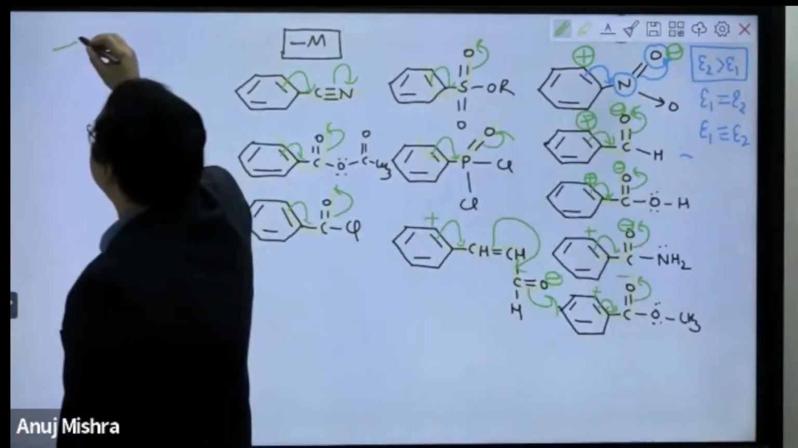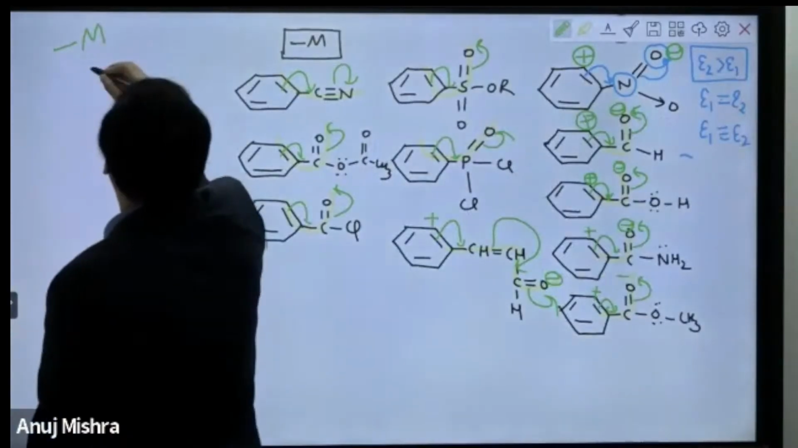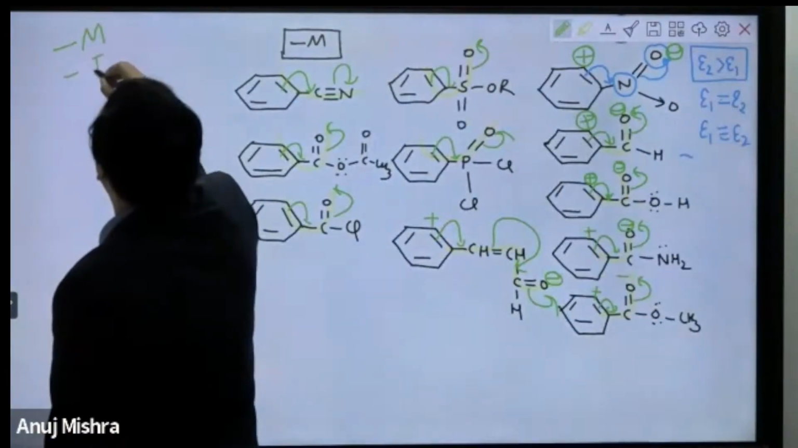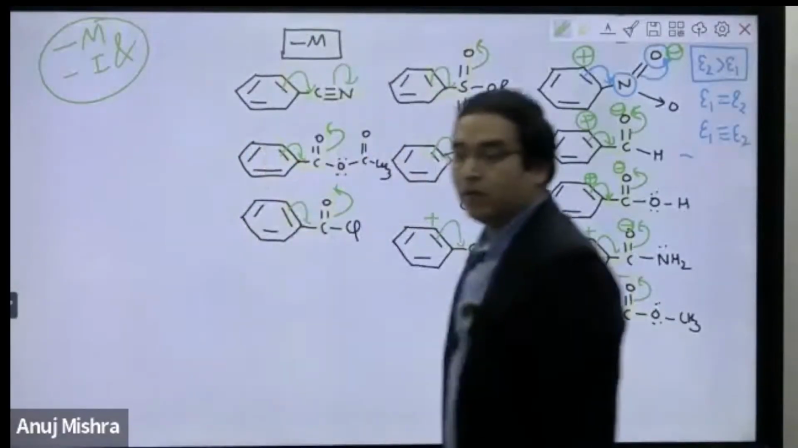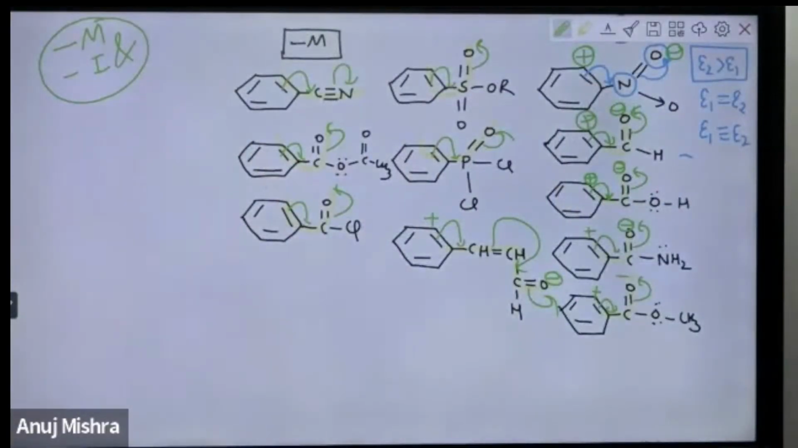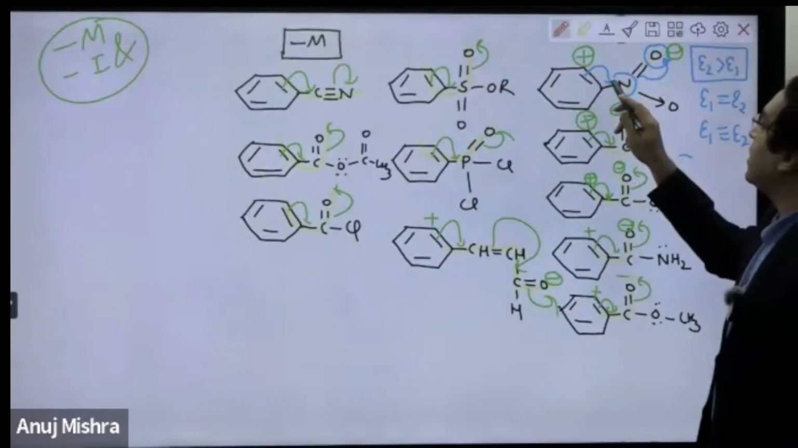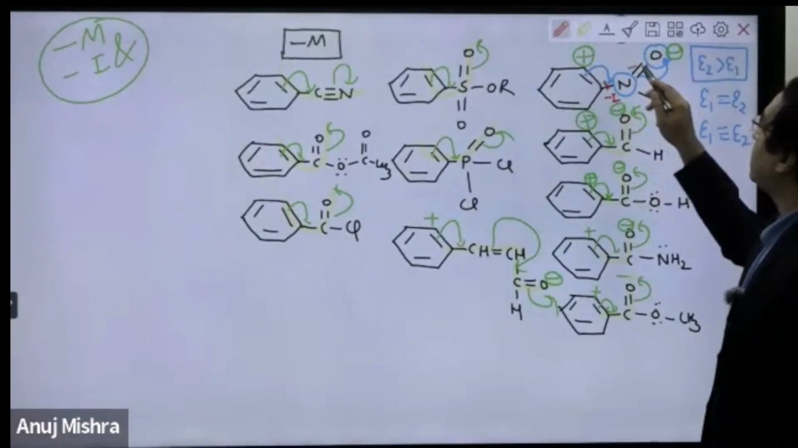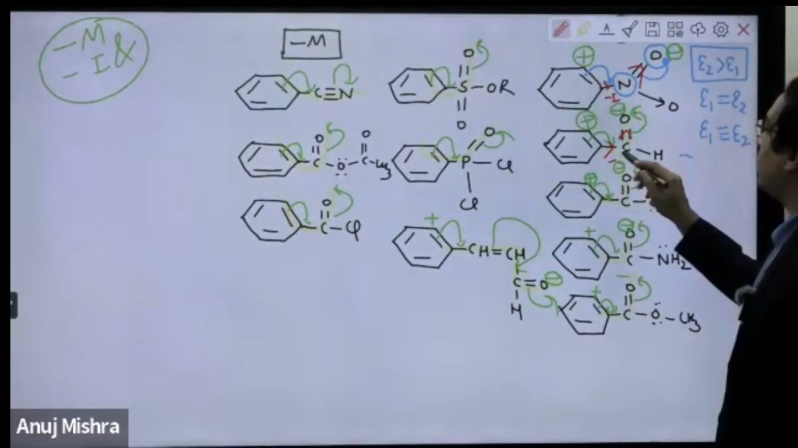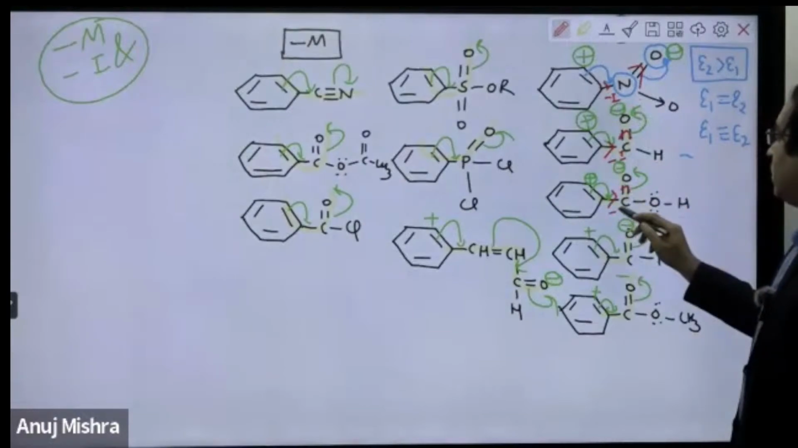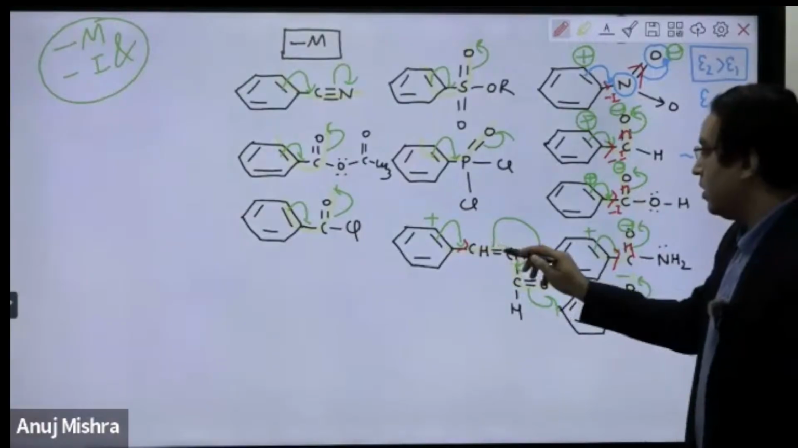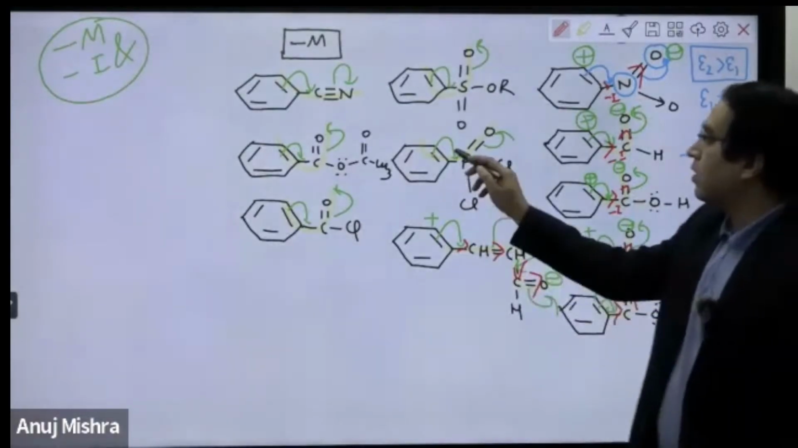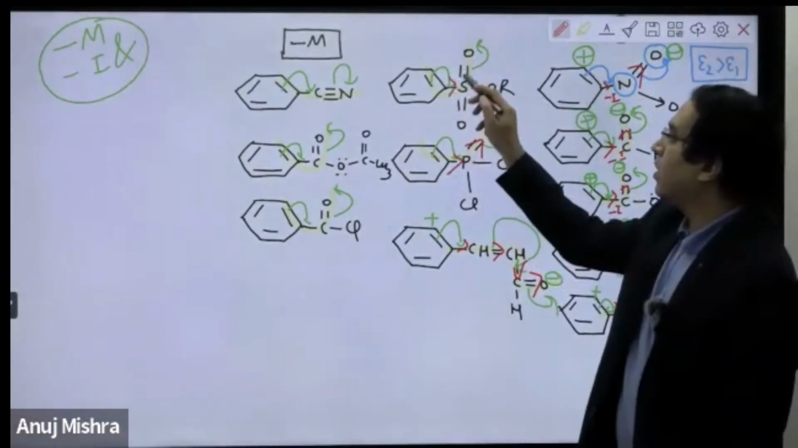Now I'm again asking the same question. Minus M and minus I group. Tell me if you have both. Minus M and minus I group. Isme hai. Is it minus I? How will you decide is it minus I? It will pull. This will pull. This will pull. Pull, pull. Okay, dekho, dekh rahe hain minus I sab mein.